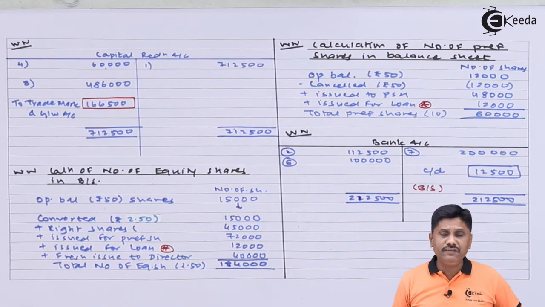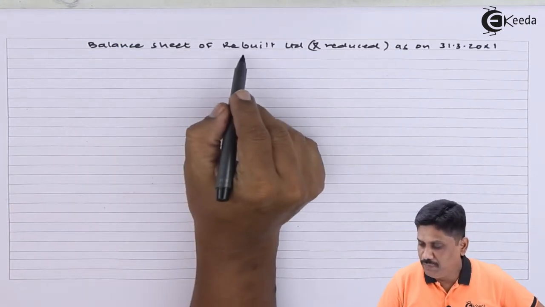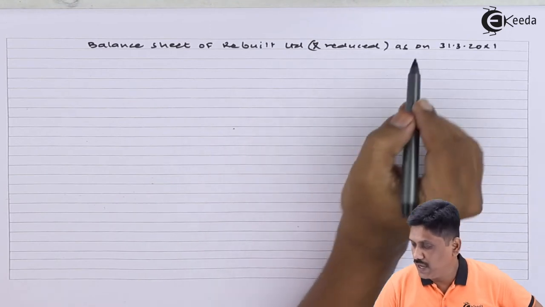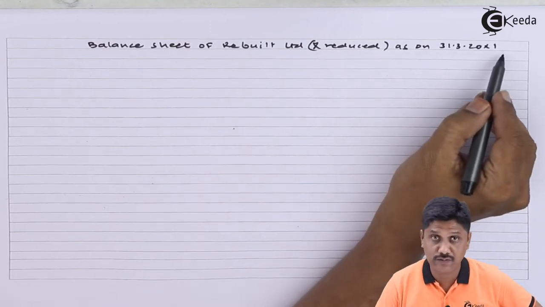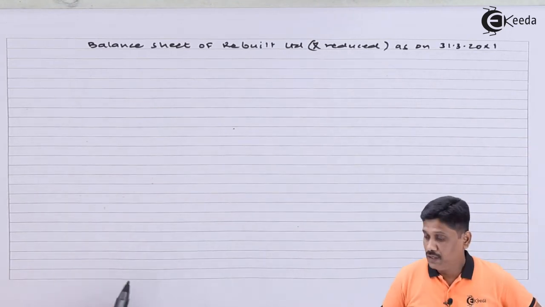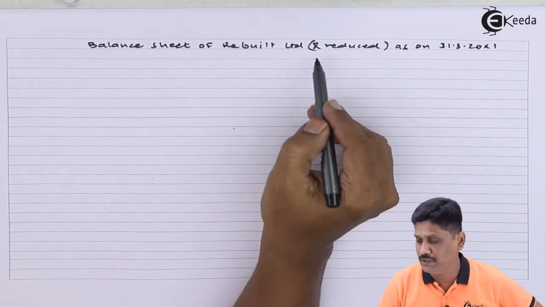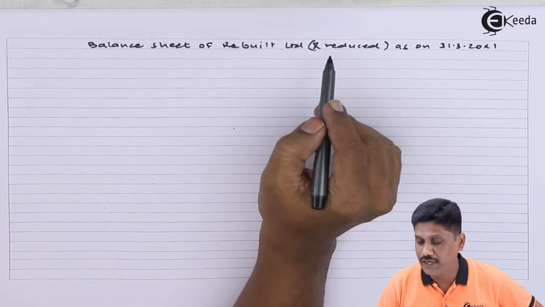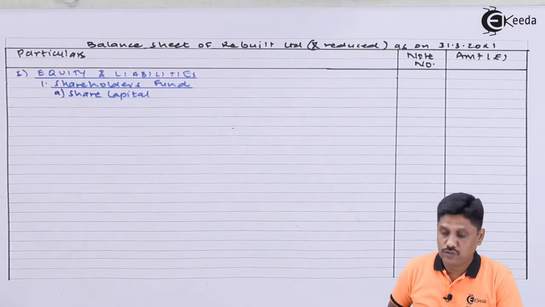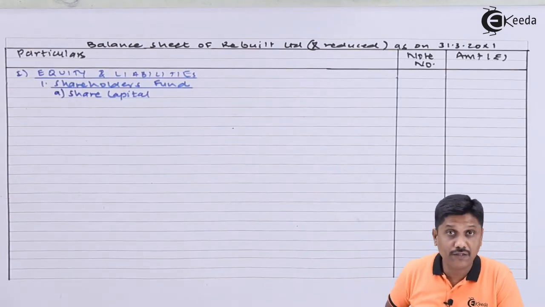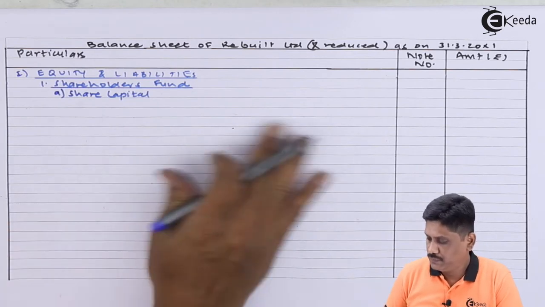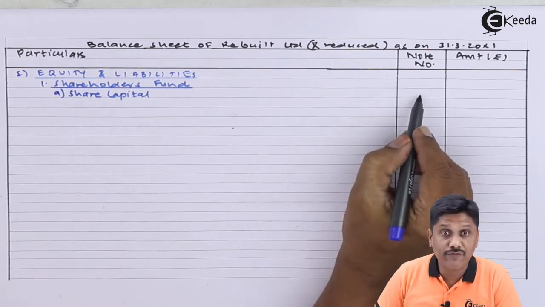So friends, I am ready with the ingredients which are required for my balance sheet. So now I will prepare my balance sheet. Balance sheet of Rebuild Limited and reduced as on 31st March 2001. So I am making a format for that. And the word reduced is necessary after you reconstruct your company. You need to ensure that you are writing this in your name. So, A, share capital under the heading shareholders' funds. We will prepare note number 1 for this.